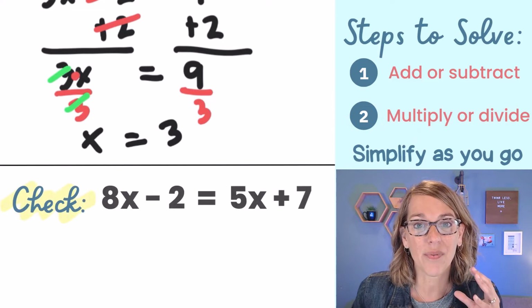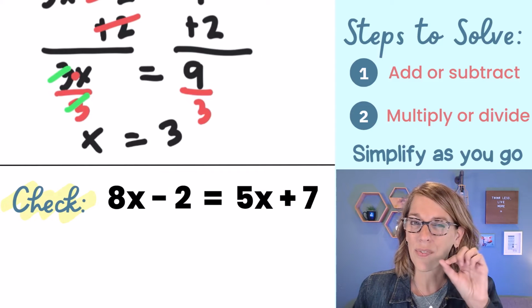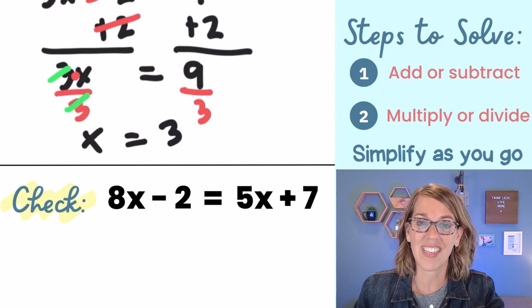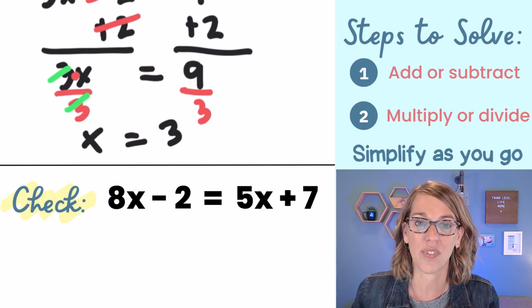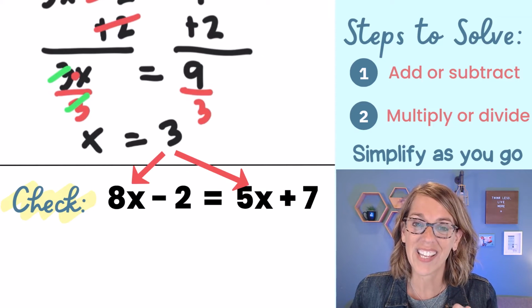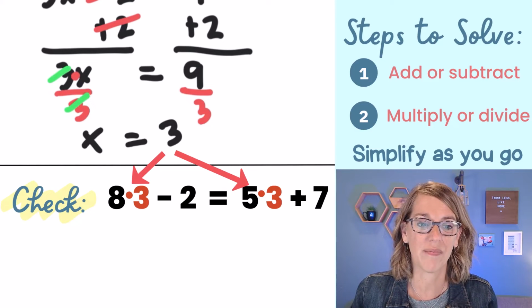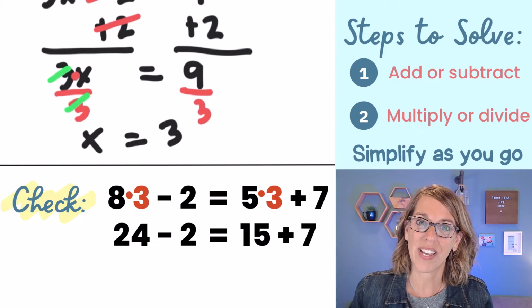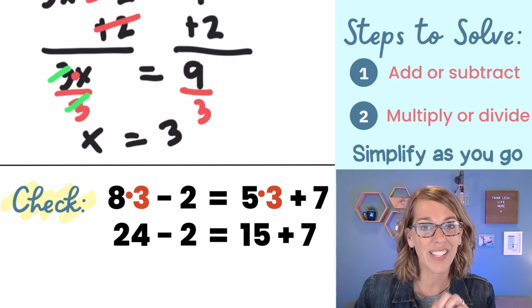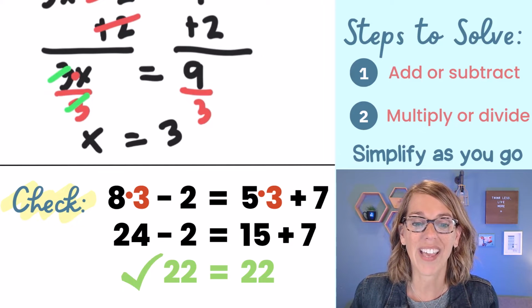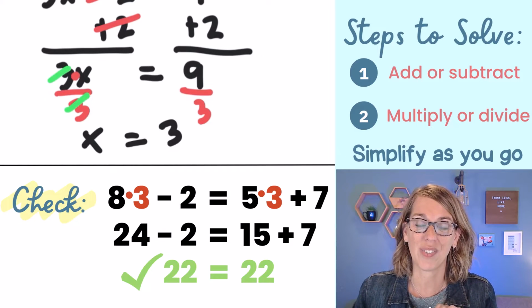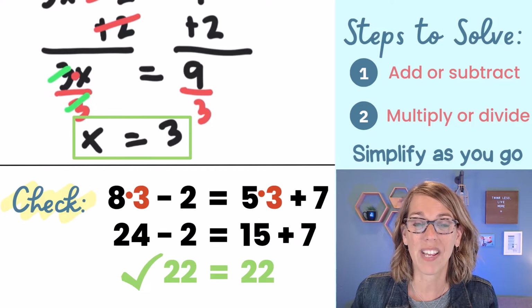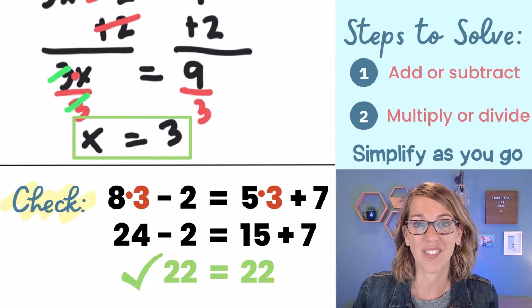Let's bring back up that original equation and check it. If 3 is our solution, it's going to make this original equation true. I'm going to replace the x's with my solution 3. And I'm going to go ahead and do the math. 24 minus 2 equals 15 plus 7. And if I go ahead and finish the math, I get 22 equals 22. So 3 is my solution because it makes this equation true.